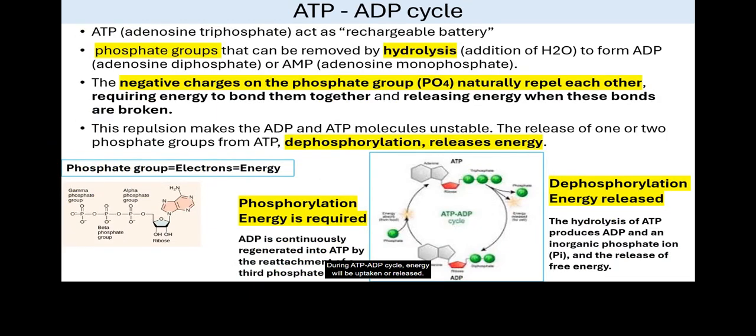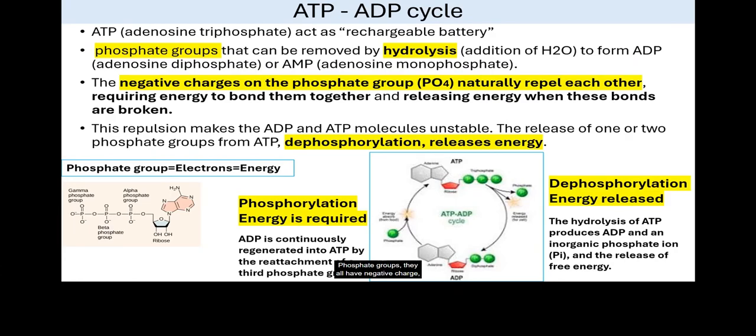During the ATP-ADP cycle, energy will be taken up or released. ATP is like a rechargeable battery, think about it. It can take up energy and release it when it's needed. During hydrolysis, this is when ATP will be broken down to ADP and a phosphate group, the last phosphate group especially. This is the bond between phosphate groups. This is where its energy is located.